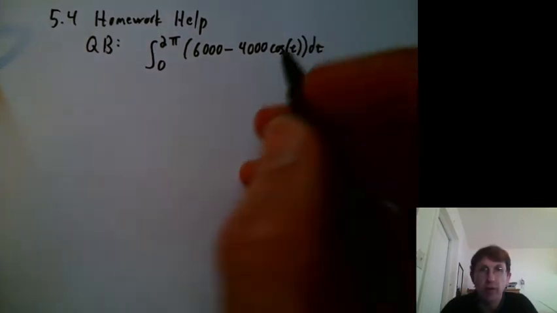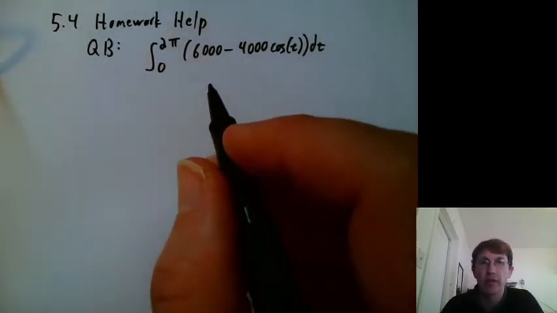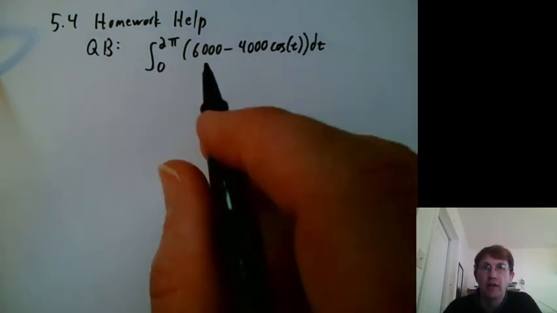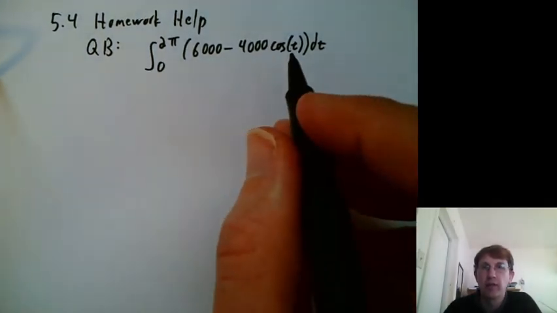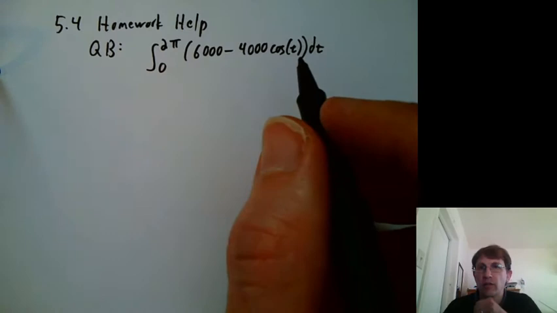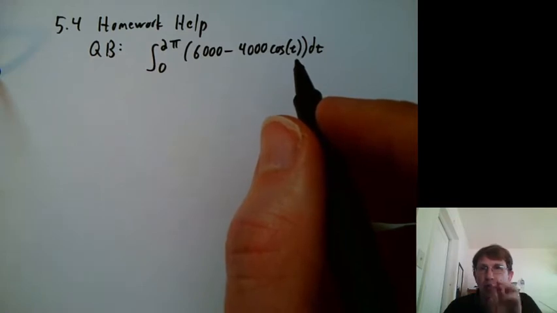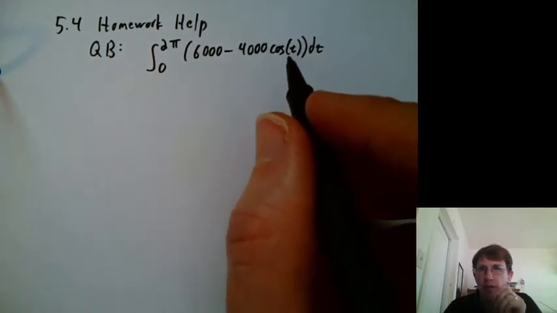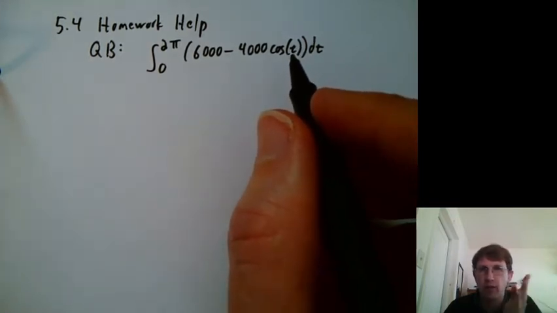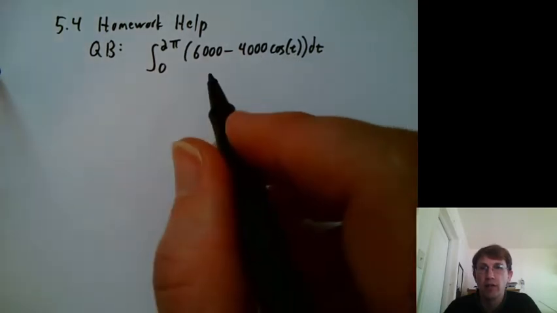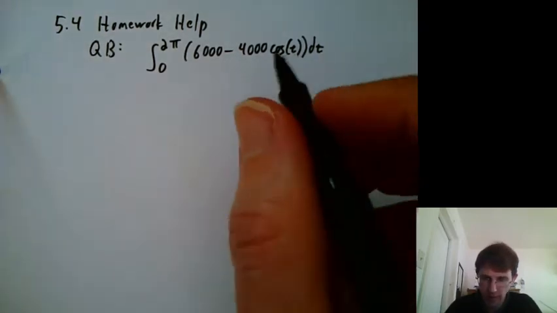Let's do a little helper on one of the chapter 5.4 homework questions. It has this integral. This function, 6,000 minus 4,000 cosine t, could describe the amount of traffic on a freeway in cars per hour as a function of time. The units aren't quite right. It should have a frequency term to make it 0 to 24, but we won't learn how to handle that situation until a later chapter, u-substitution. So for now, it's a little bit abstract, but it's still good practice.